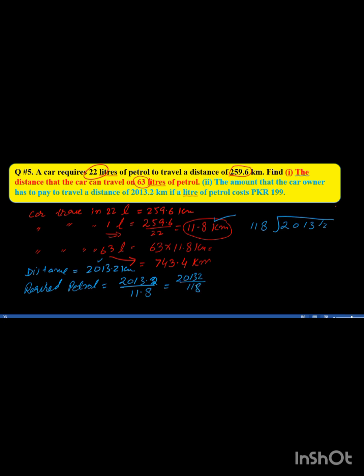Always, when there is a decimal in the divisor, we can't divide. So before starting the division, we have to remove it. That's very easy. You multiply by 10 because there is one digit after the decimal in the numerator as well as in the denominator. So both will cancel each other. So now we have to do this division.